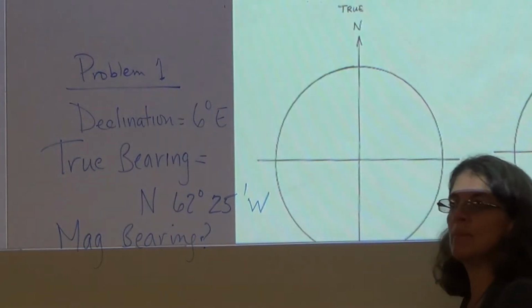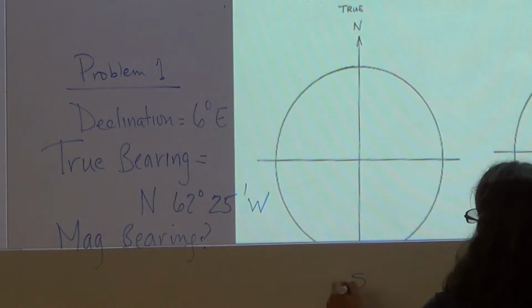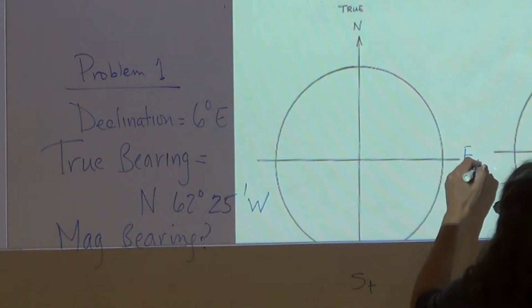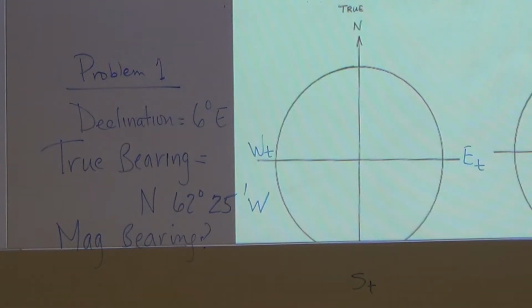My first step is always I draw my line and I label everything as true. And then I draw my axis for the magnetic, and then I do my calculations.